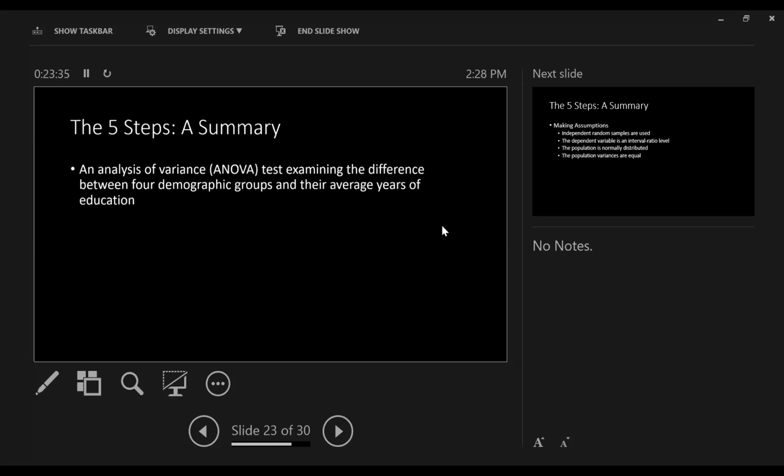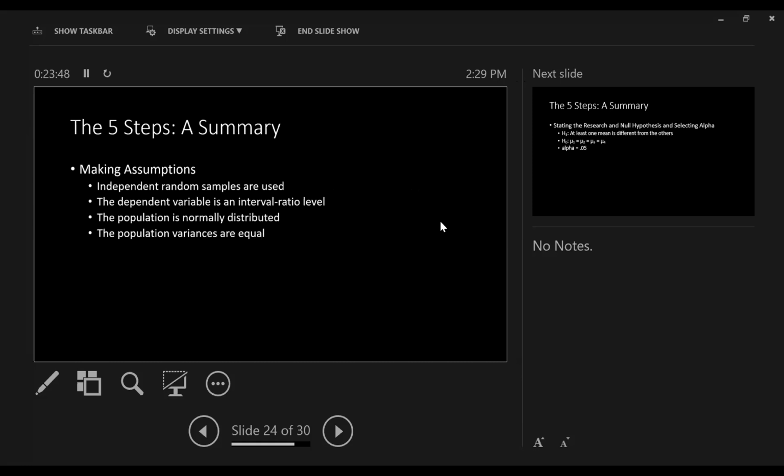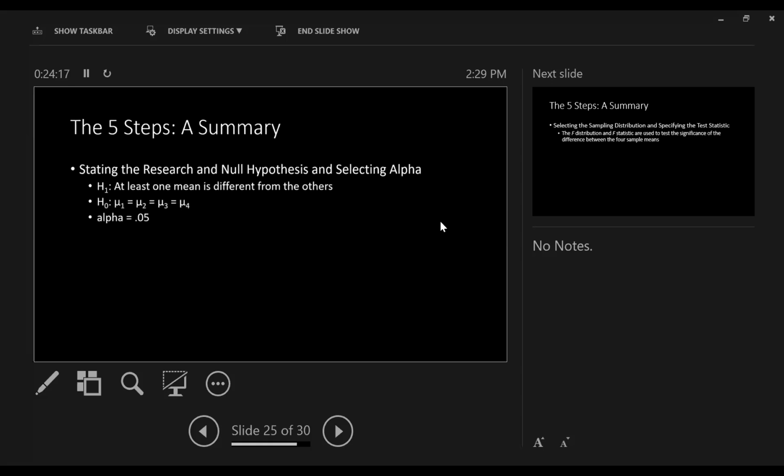So again, here's a summary of what we did. An analysis of variance examines the difference between 4 demographic groups and the average years of education, just like we talked about at the beginning of class. There are some assumptions we have to make with that specific type of analysis. 1, independent random samples are used, meaning picking somebody being in one group has not impacted them being in another group. The dependent variable has to be an interval ratio level. This one is years of education, so that's a number that works. The populations are normally distributed and the population variances are assumed to be equal. Those are the assumptions we're making with an ANOVA, okay?